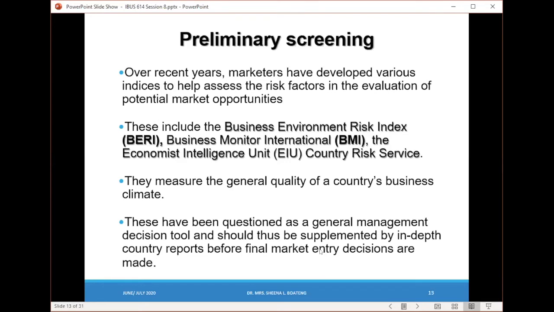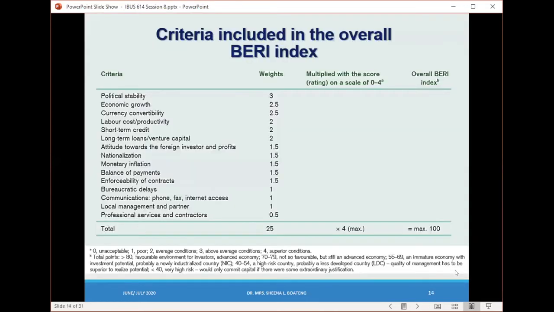Because remember, we mentioned in our discussion on research that you need both secondary and primary data. So there's some information that you can obtain through secondary data gathering, but you will also have to undertake some form of primary data collection to be able to get the information that you are looking for in your decision making.